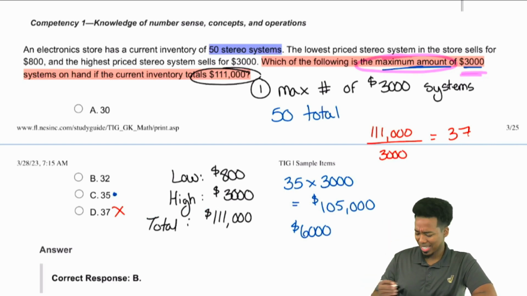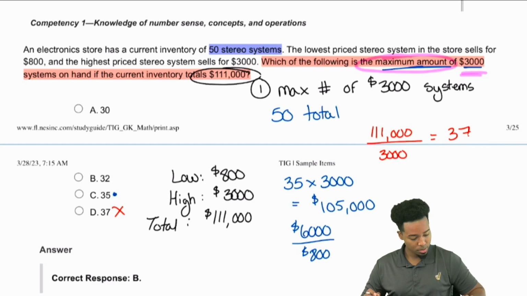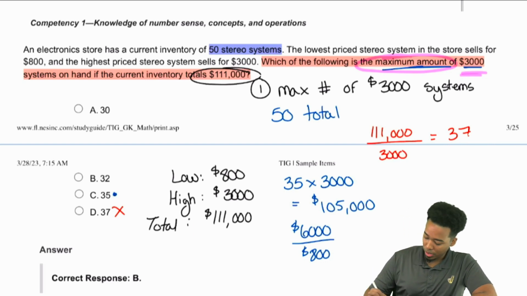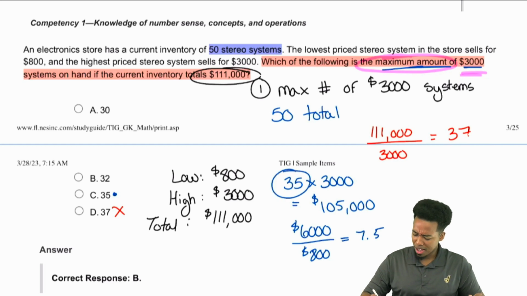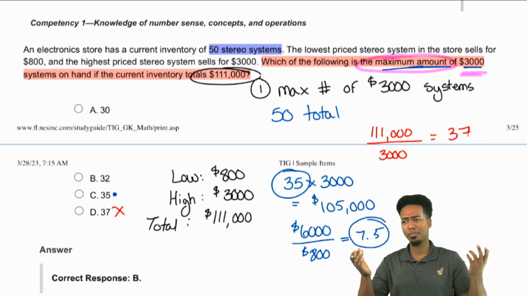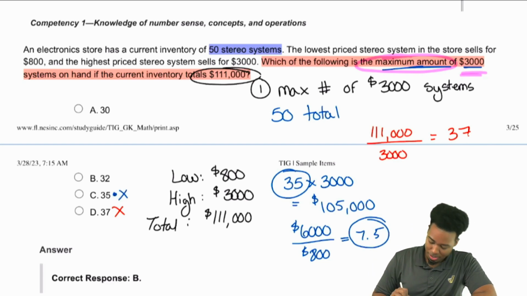So if you think about it, $6,000, if I divide that by the $800 for the lower price system, here's what we get. 6,000 divided by 800, we end up getting 7.5. What does that mean? Well, what this means, my party people, is that those are 7.5 extra systems on hand at most. So if we had 35 plus 7.5, that's only 42.5, which again, you can't really have a half amount of stereo systems, but either way, it doesn't add up to 50. Because it doesn't add to 50, C cannot be the answer either.